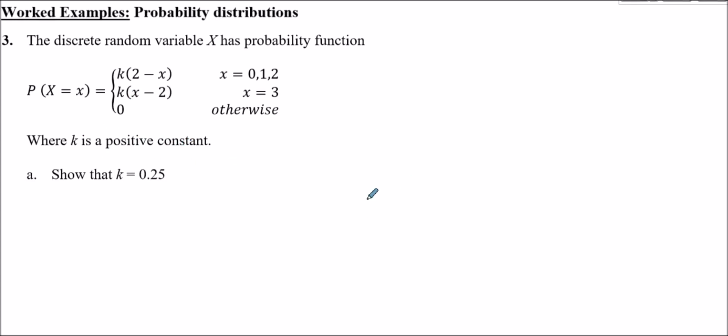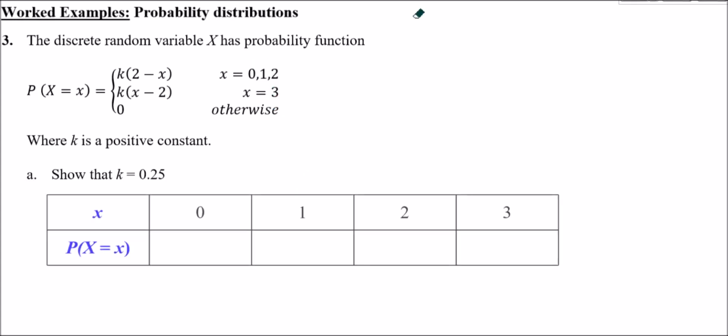Well, the first thing I'd suggest to notice here is that it's a discrete random variable because x can only be 0, 1, 2 or 3. So what I'd suggest doing here is a table of values like this and then filling them in accordingly. And so here, when x is 0, the probability of the random variable being equal to 0 is k multiplied by 2 take 0, which is just 2k. When x is 1, my mistake, it's going to be k, brackets 2 minus 1, which is just k. When x is 2, we're going to have 2 minus 2, which is 0, so k multiplied by 0, that's just going to be 0. And then when x is 3, we're going to have k multiplied by 3 minus 2, which is just k times 1, which is k.